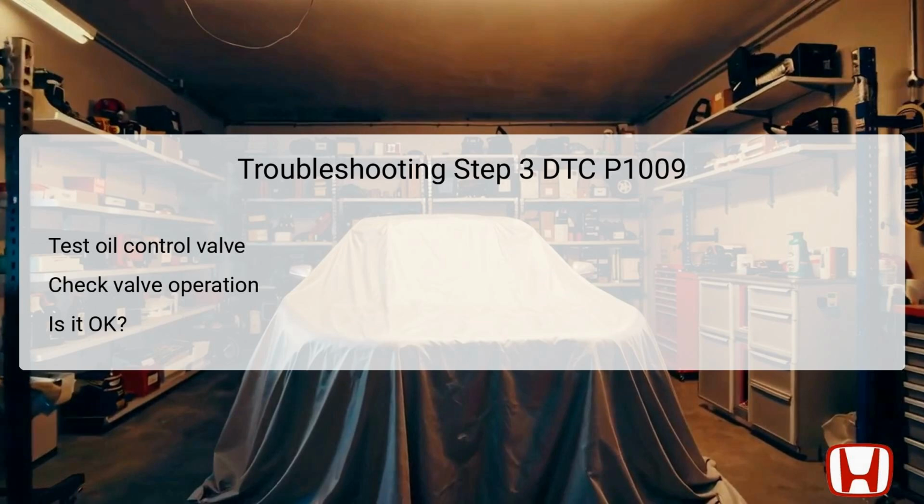The oil control valve controls the oil flow to the VTC actuator, making its performance critical for the proper functionality of the VTC advanced system. Using the HDS, you can perform specific tests to ensure that the valve is functioning as intended. If the oil control valve is found to be okay, you will proceed to check the VTC actuator. If not, replacing it will be necessary before conducting another repair verification.